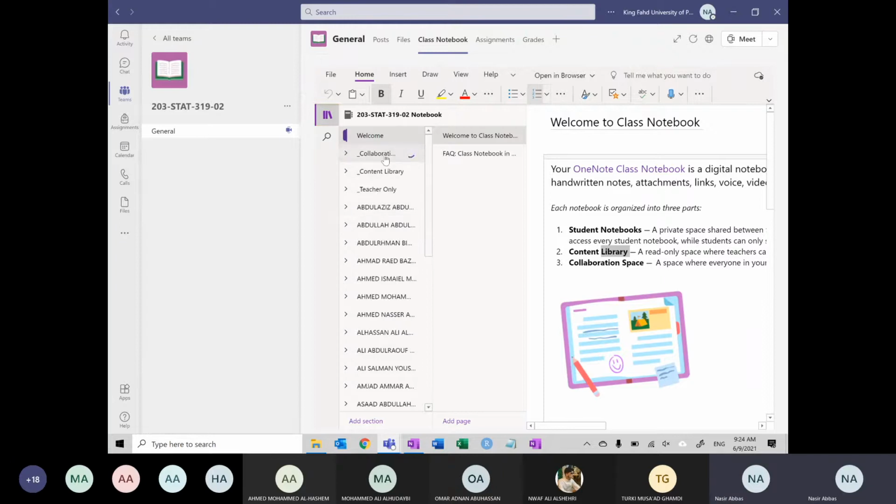You'll see the collaboration space. In this space, what you post, everyone can see, everyone can edit. So if you guys want to collaborate with each other, you can use this space to post things, to comment, to collaborate with each other. This content library, this is what I'm using. What I post here can be seen by everyone, but it cannot be edited by anyone.